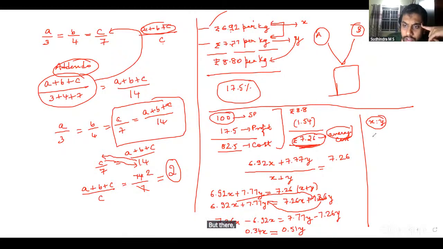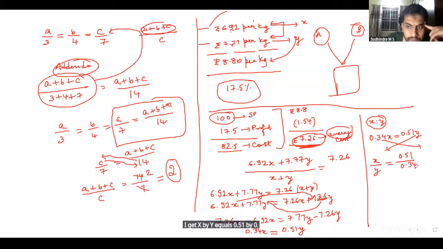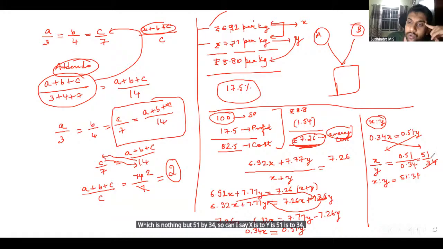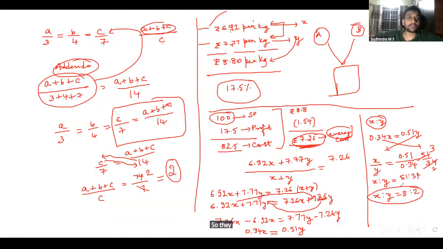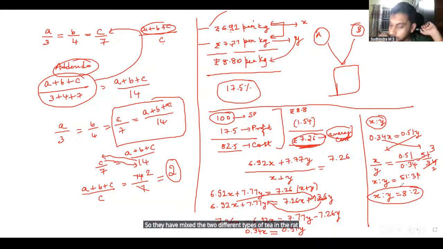But here we have 0.34x equals 0.51y. If I bring y to this side and 0.34 to the other, I get x by y equals 0.51 by 0.34, which is nothing but 51 by 34. So can I say x is to y is 51 is to 34? 17 twos are 34, 17 threes are 51. So x is to y equals 3 is to 2. So they have mixed the two different types of tea in the ratio of 3 is to 2.